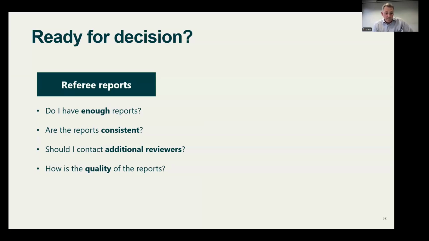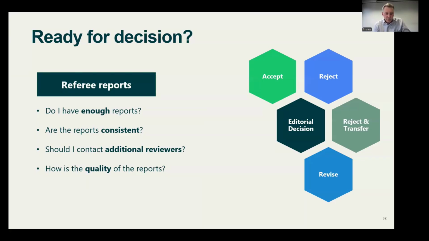Once the reports are back, the editor attempts to make a decision based on the reports. Sometimes the reports agree, sometimes they conflict dramatically. If the reports are conflicting, we may then invite an adjudicate referee, so oftentimes someone from our advisory board. We evaluate not only the recommendations, but also the quality and substance of the reviews themselves.